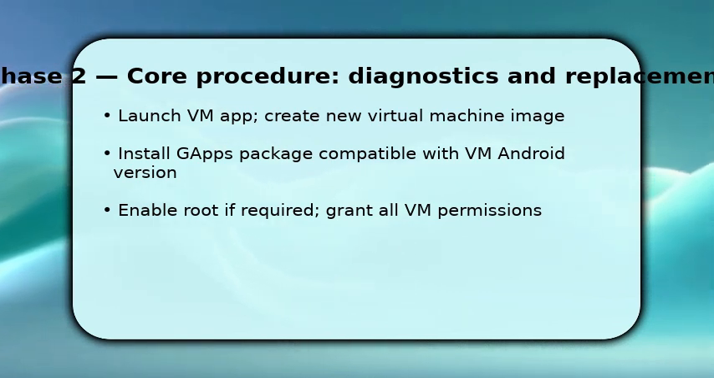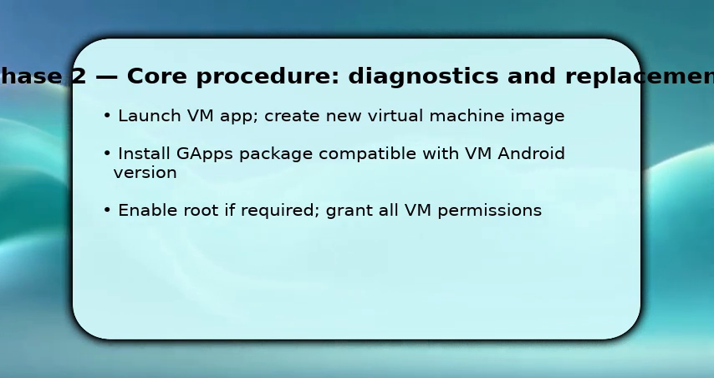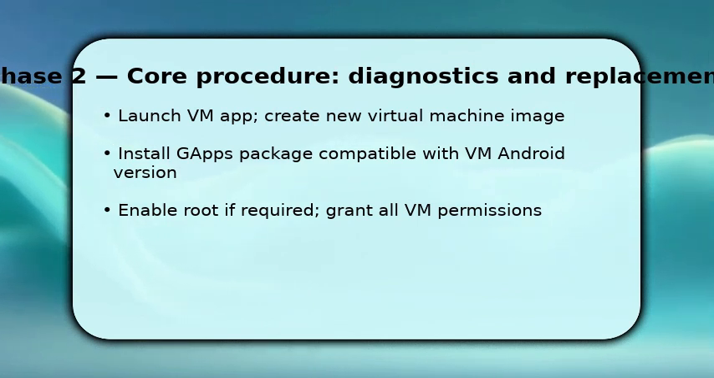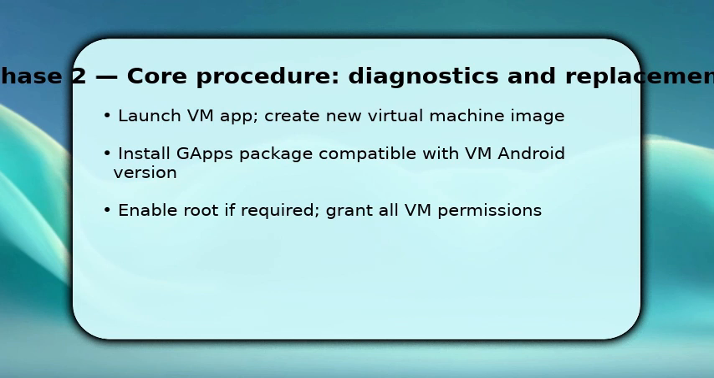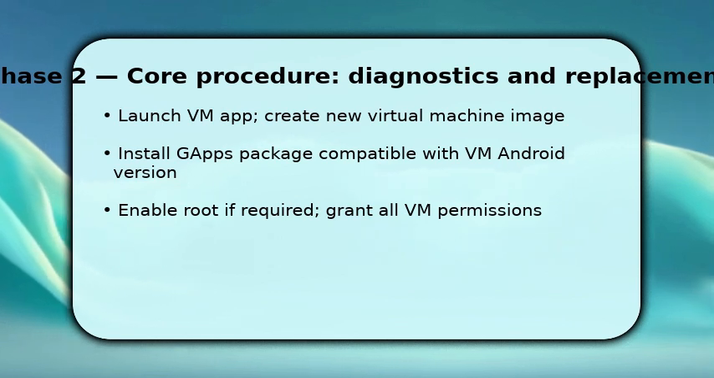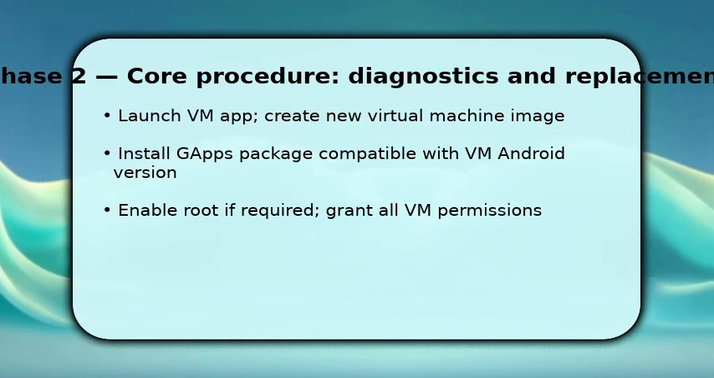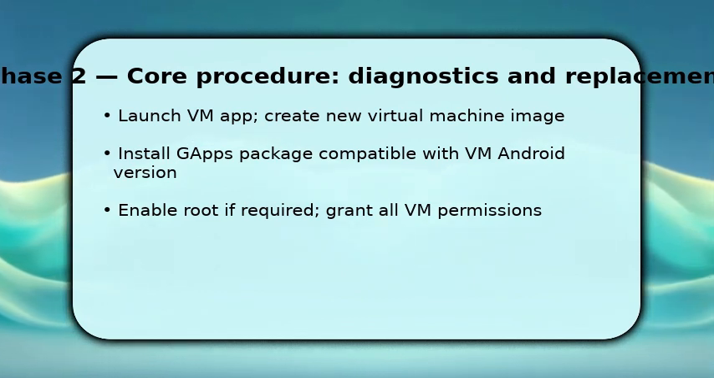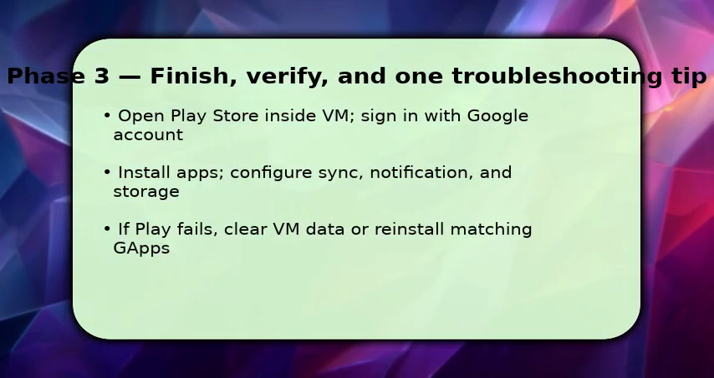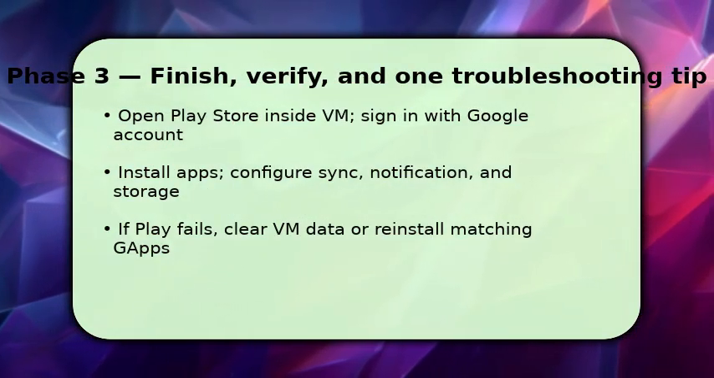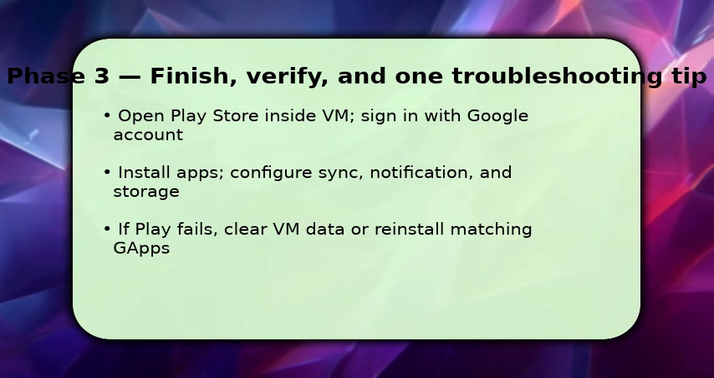Once the VM image builds, side-load the correct G-Apps APK or zip into the virtual storage, then install it inside the VM. Make sure to enable root only if the VM requires it, and grant the VM app all requested permissions so Google Play can register and run properly. You finish by launching Google Play inside the virtual device and signing in with your Google account. This registers the VM with Google services.